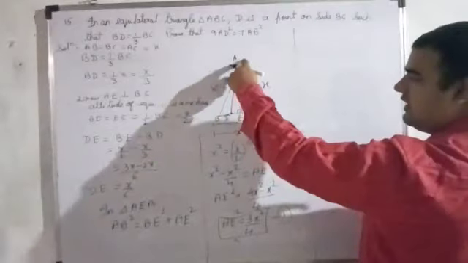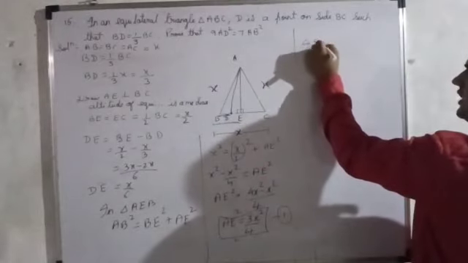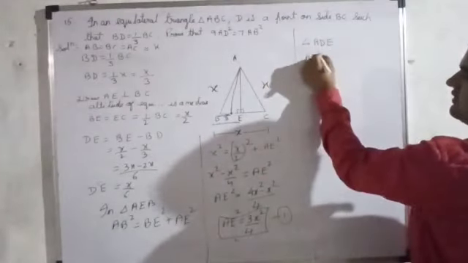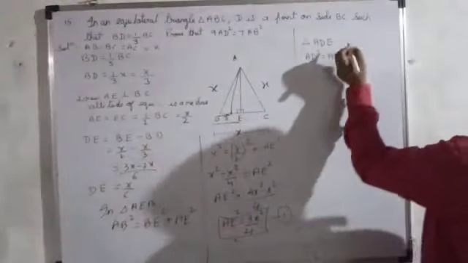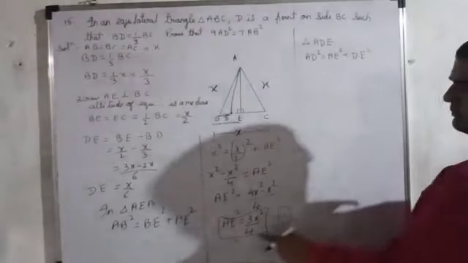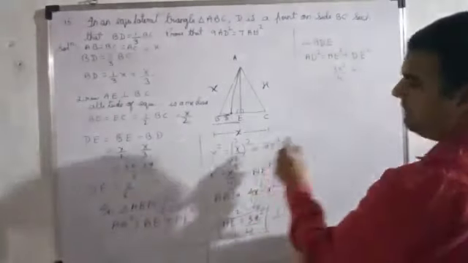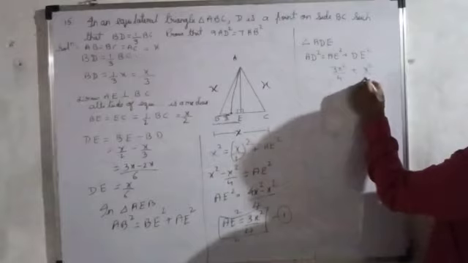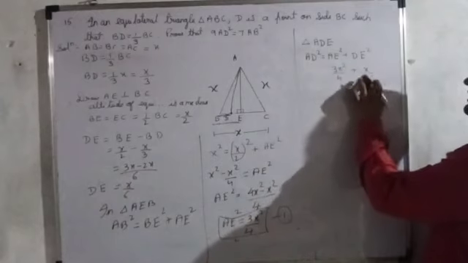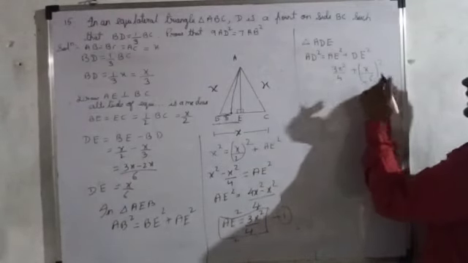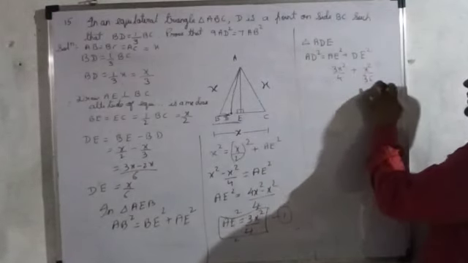So in which triangle is AD coming? In triangle ADE it is coming, right? Pythagoras theorem. ADE. I can say AD square equals AE square plus DE square. AE square as it is, put 3x square by 4. What is DE square? DE is x by 6, so x by 6 whole square. So I can write x square upon 36, taking the square of it, one step reduced.